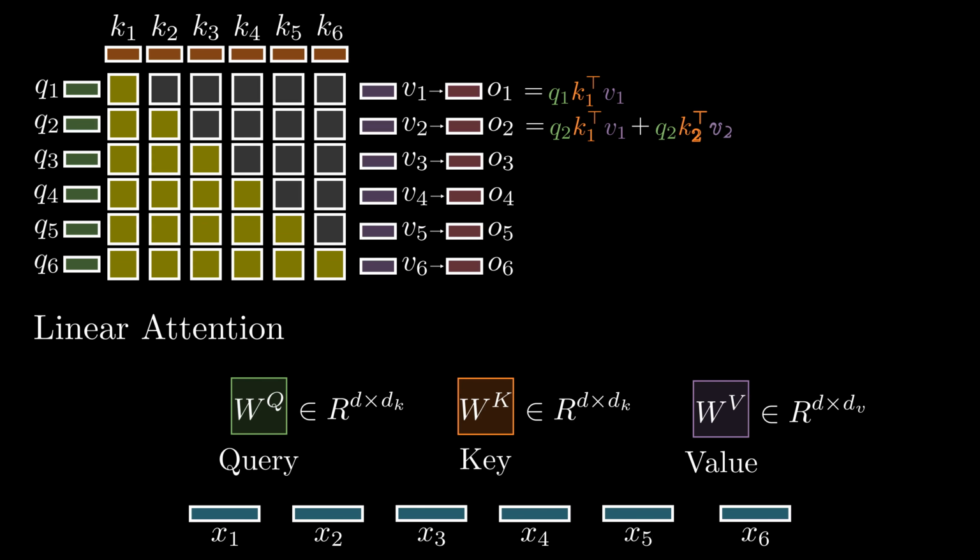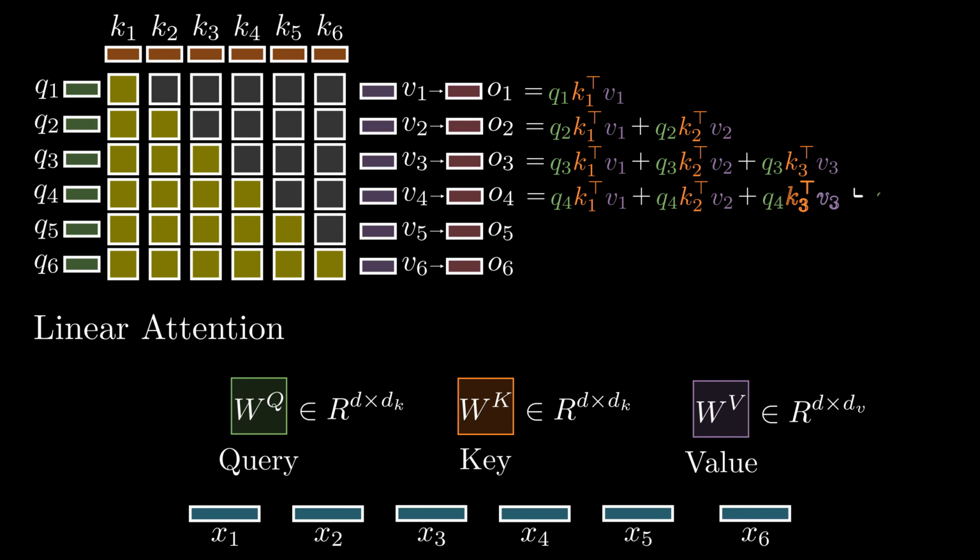The second output vector, O2, is the weighted sum of the value vectors V1 and V2. Similarly, for each token, we compute the output vector as a sum over the value vectors of all previous tokens, where each value vector is weighted by the dot product between the current query and the corresponding key vector.